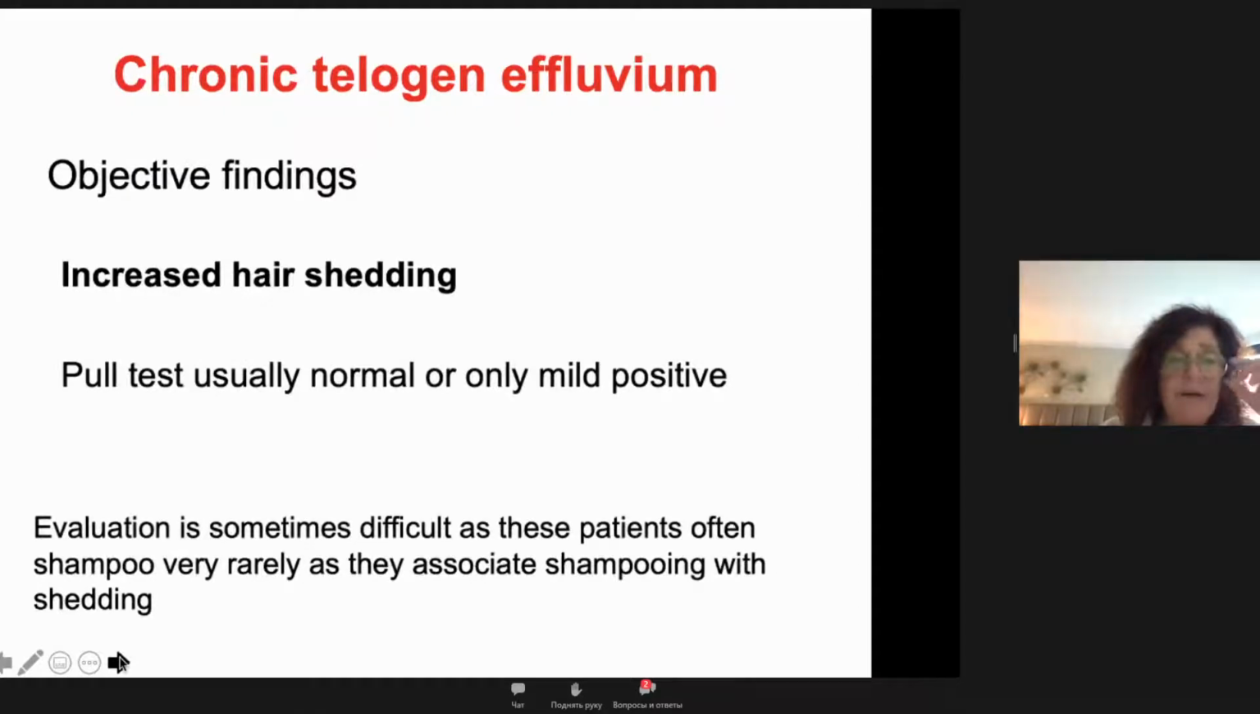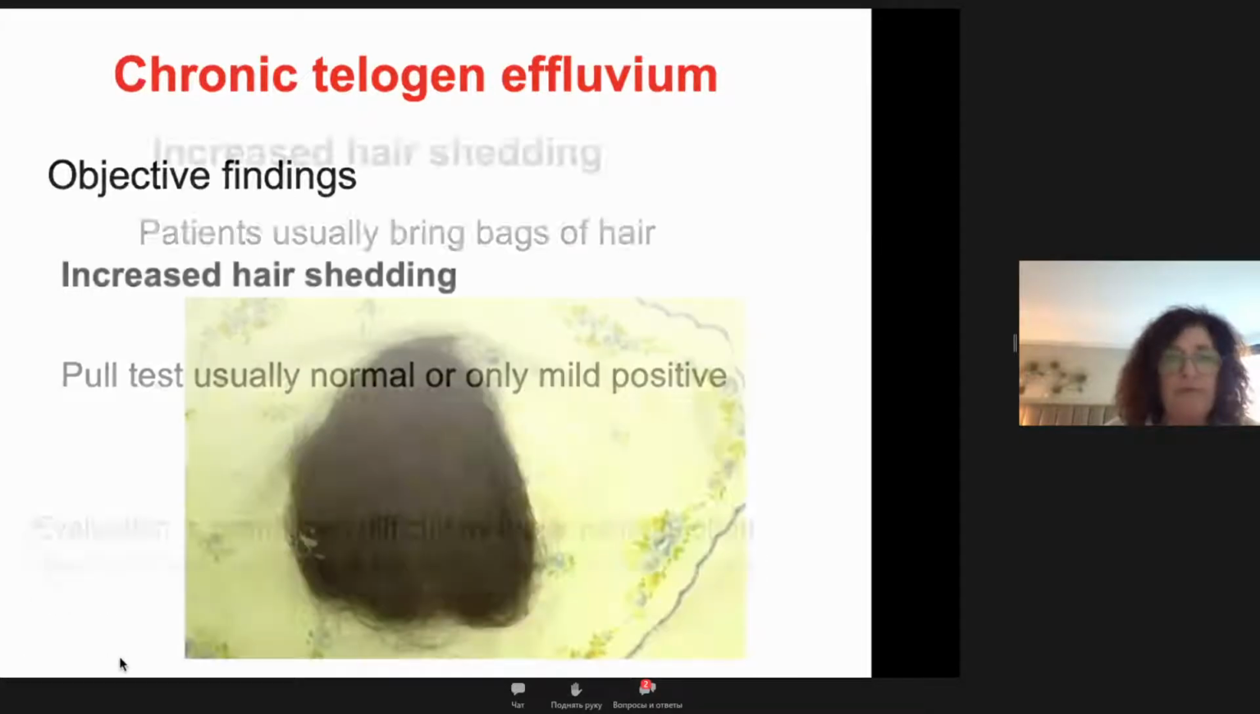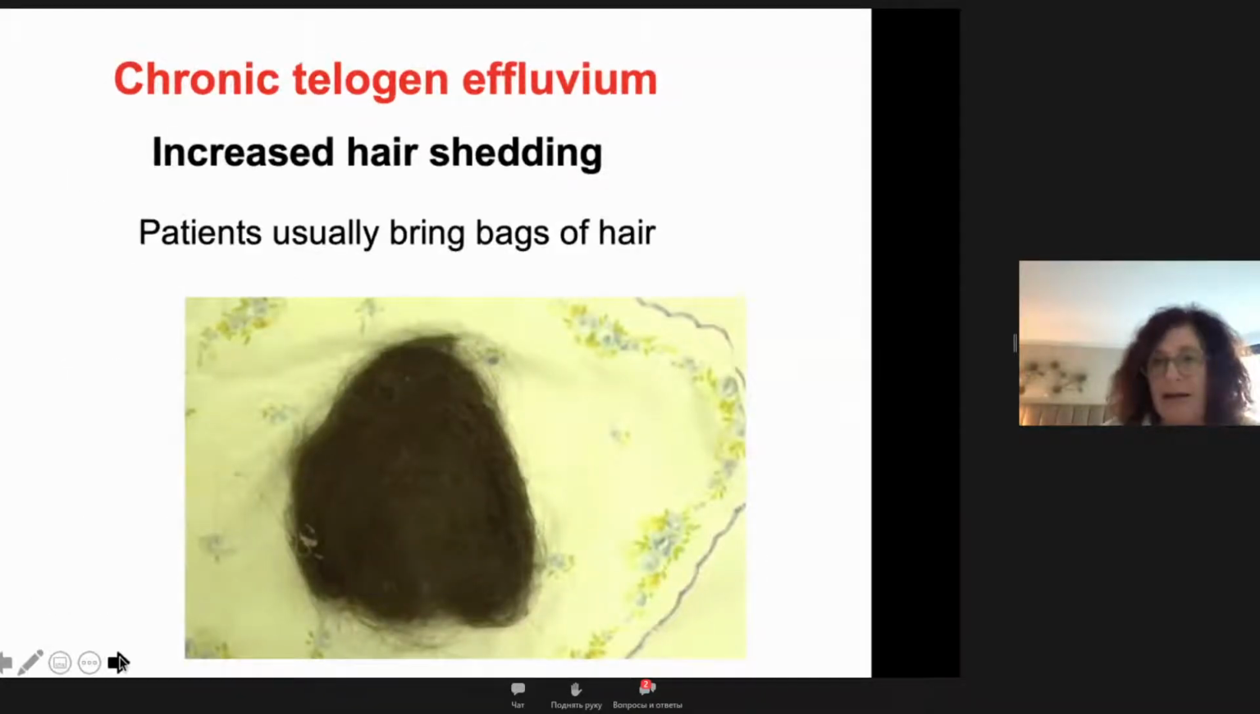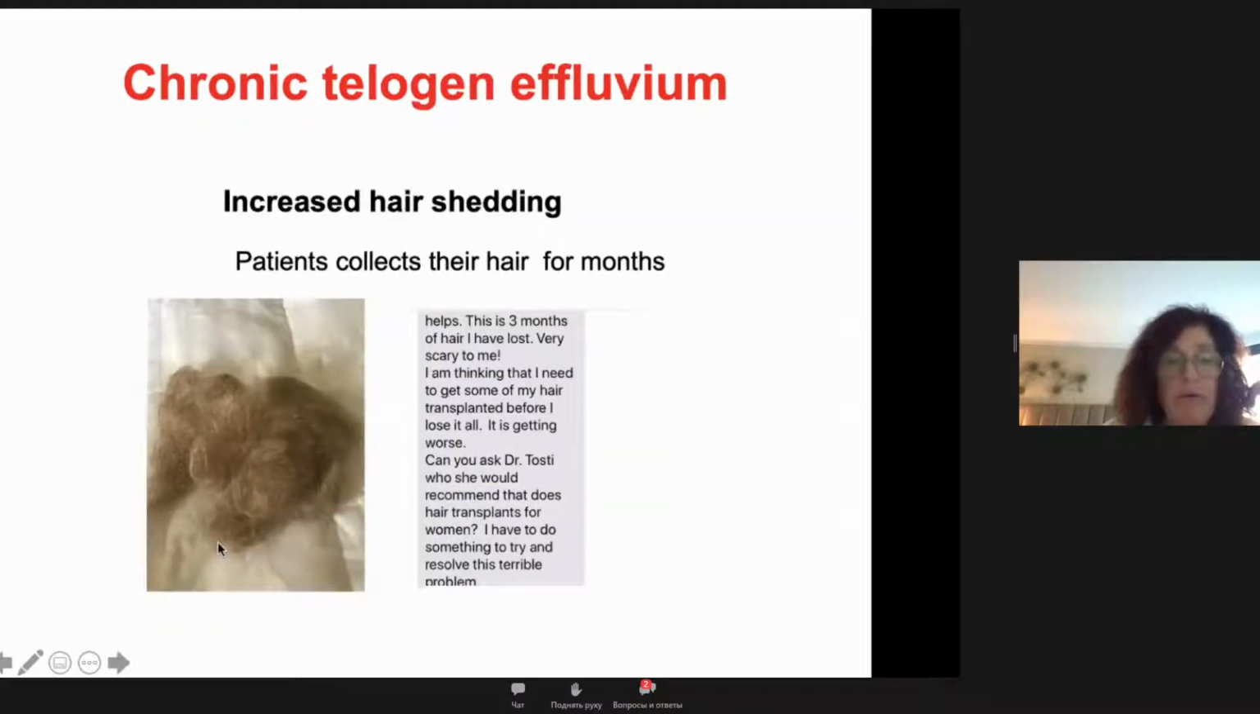As I said in the beginning, they usually have only a mildly positive pull test. And these patients usually don't shampoo, so they are more difficult to evaluate, because they're afraid to shampoo since they associate shampooing with hair loss. They bring bags of hair to show you that they are really shedding. And their fear is that they will be without hair. This patient collected all the hair in 3 months, and she even wanted a transplant because she thinks she will be without hair in a few months.